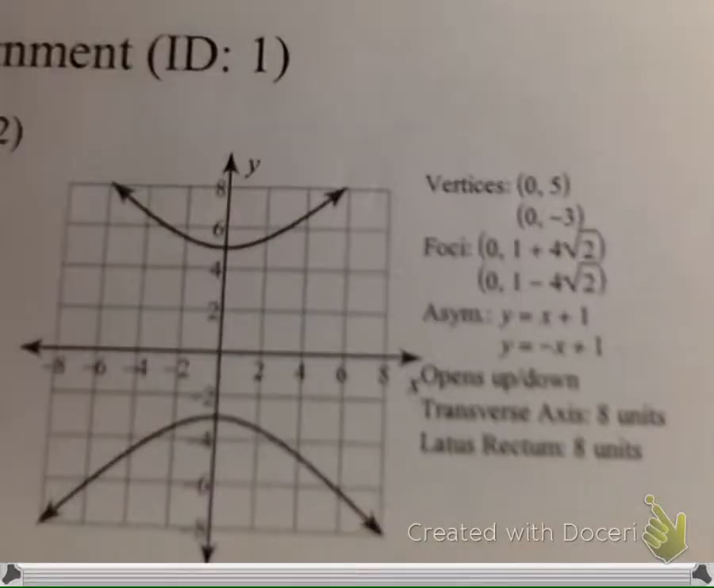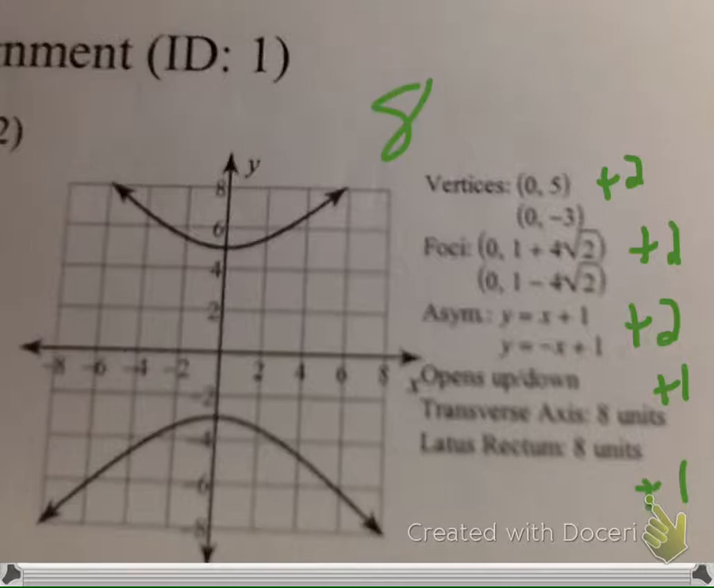Number 2, the vertices are worth 2. Your foci, 2. Your equations for asymptotes, 2. This is another vertical one. And the transverse is 8. Latus rectum is 8. It's worth 8 points altogether.